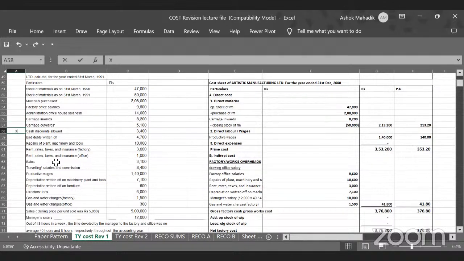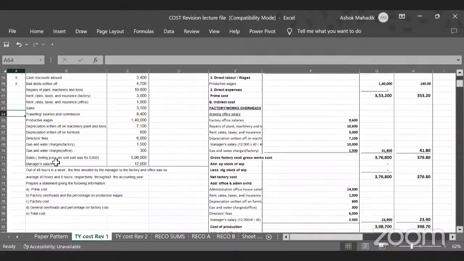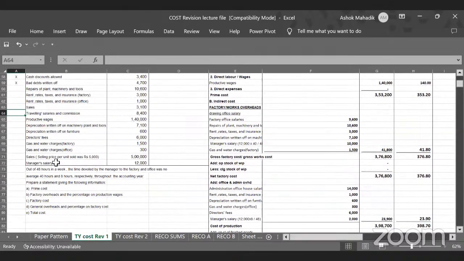Cash discount allowed, not to be considered. Bad debts ignored. Repairs to plant, factory. Then rent factory, rent office given, sales, traveling expense. Very similar to the earlier sum. Some adjustments are given relating to manager's salary. Where is manager's salary? At the end, we have manager's salary and the adjustment is given.